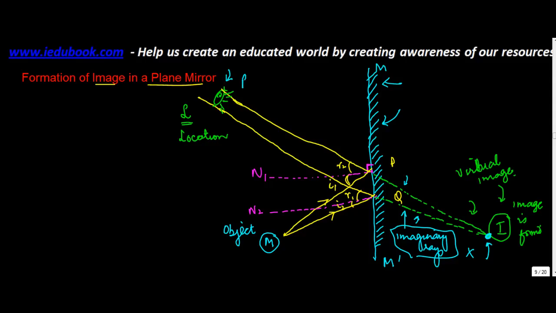So if a person P is located here and he watches it, these rays of light will be coming to him. But because these reflected rays, as we call them, do not meet in the front of the plane mirror, they meet and converge, or rather appear to converge, behind the mirror, and we see that the image is formed.